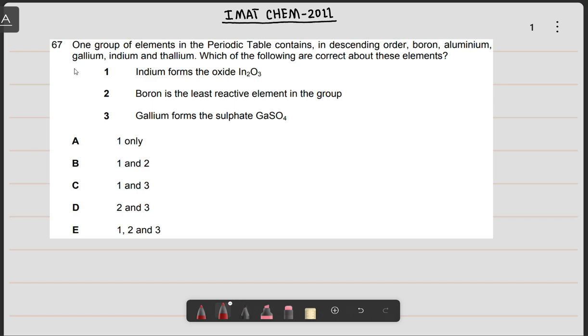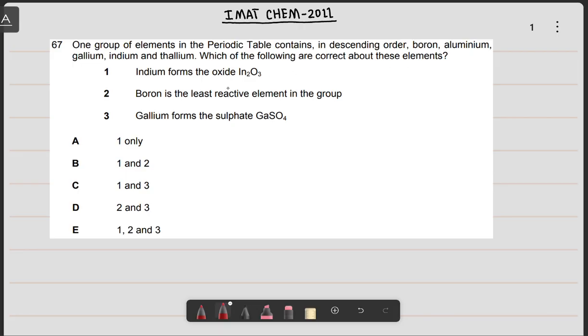Welcome back. This is chemistry question 67 from IMAT 2011 paper. So I'll be answering this question. One group of elements in periodic table contains, in descending order, boron, aluminium, gallium, indium, and thallium. Which of the following are correct about these elements?